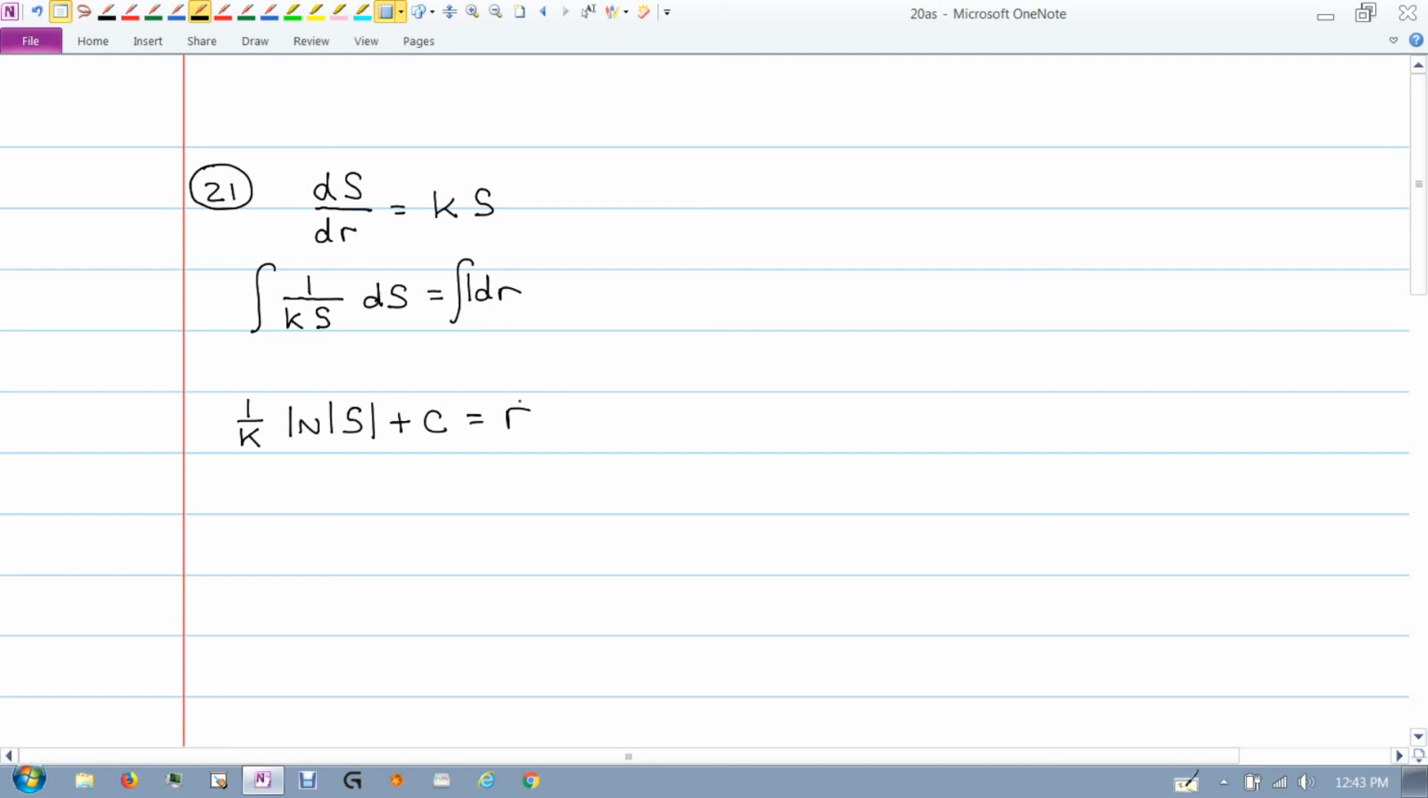Let me multiply both sides by k. I'm trying to get this to match the back of the book again. That is a sufficient answer, but let me try and match this up. So natural log of S, multiplying both sides by k, plus, and let's change this c to c1, and when I multiply that by k, I get a new constant, which I'll call c. Then equals k times R. So I multiply both sides of the equation by k.